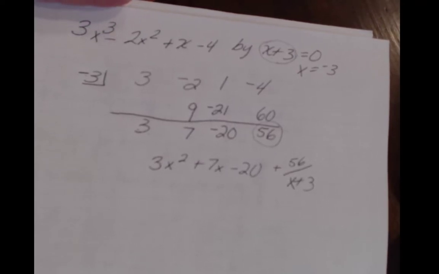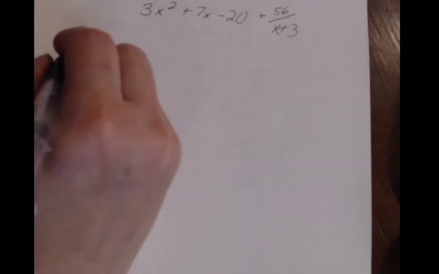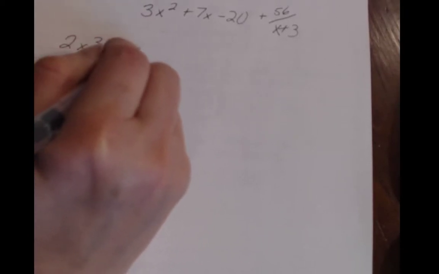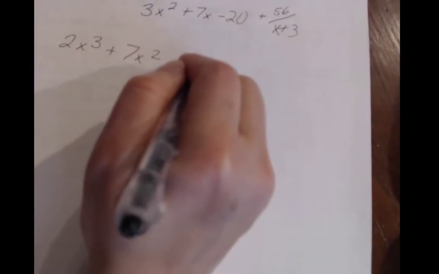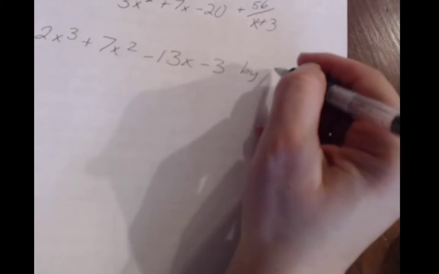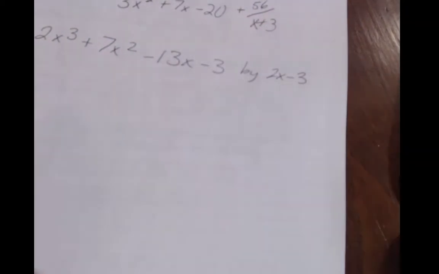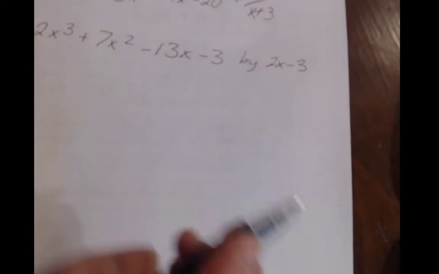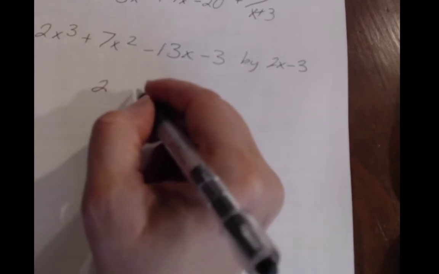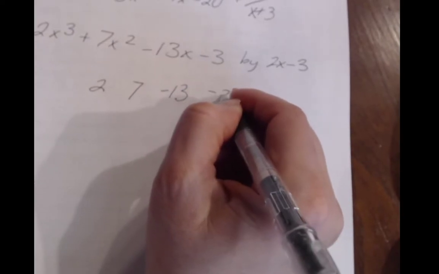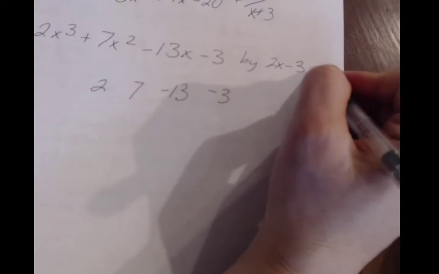Let's do another synthetic division problem. We're going to divide 2x cubed plus 7x squared minus 13x minus 3 by 2x minus 3. So for synthetic division, we're going to take our coefficients, just the numbers, no letters, and write them out: 2, 7, negative 13, negative 3. We're going to set this equal to 0 and solve it.